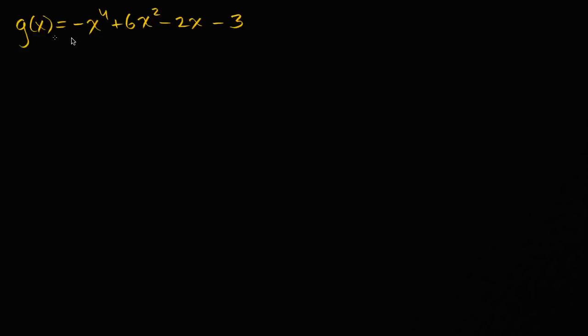So I have the function g here. It's expressed as a fourth degree polynomial. And I want to think about the intervals over which g is either concave upwards or concave downwards. And let's just remind ourselves what these things look like.